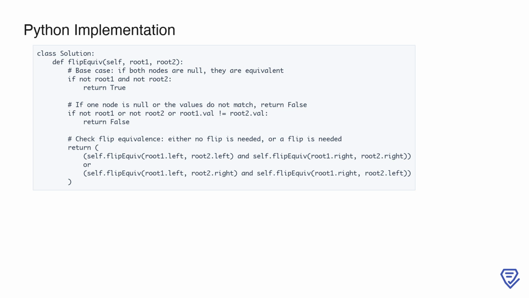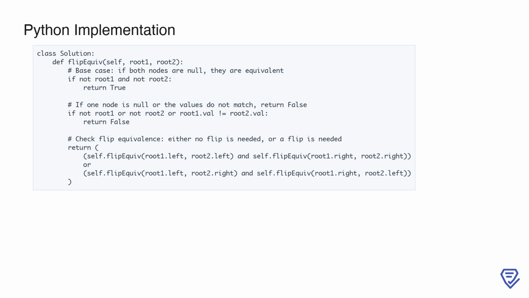Line by line explanation. 1. Base case, line 3: if both current nodes are null, they are trivially equivalent, so we return true. 2. A mismatch condition, line 6: if one node is null and the other is not, or if their values are different, we return false because the trees cannot be made equivalent.